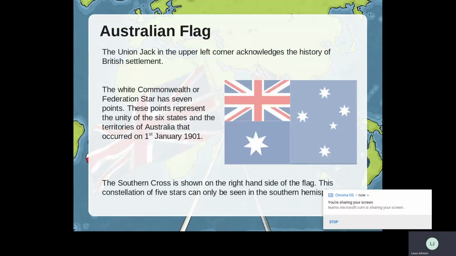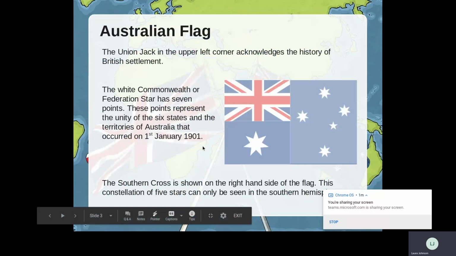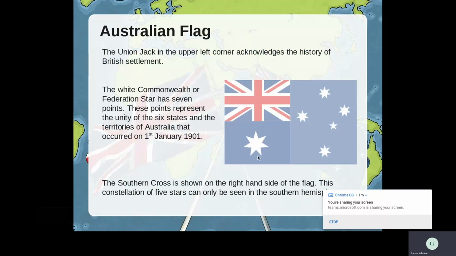The Australian flag. The Union Jack is in the upper left corner and it acknowledges the history of the British settlement. The white Commonwealth or Federation star has 7 points. 1, 2, 3, 4, 5, 6, 7. These points represent the unity of the 6 states and the territories of Australia that occurred on the 1st of January in 1901. The Southern Cross is shown on the right-hand side of the flag. The constellation of 5 stars can only be seen in the Southern Hemisphere.